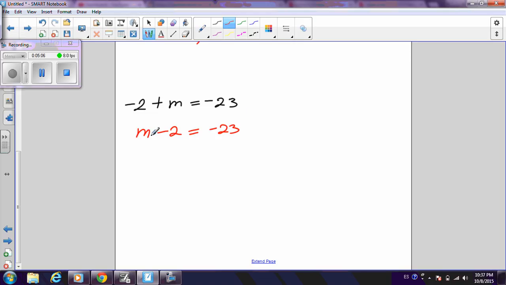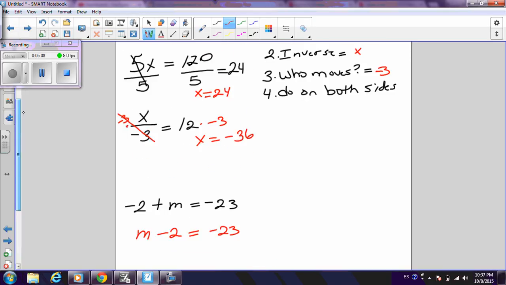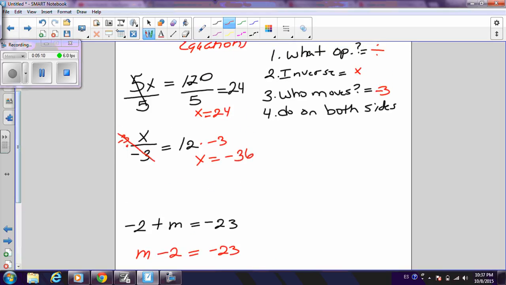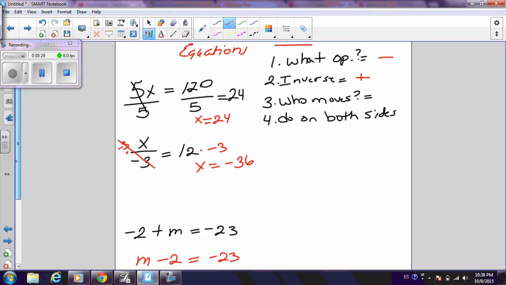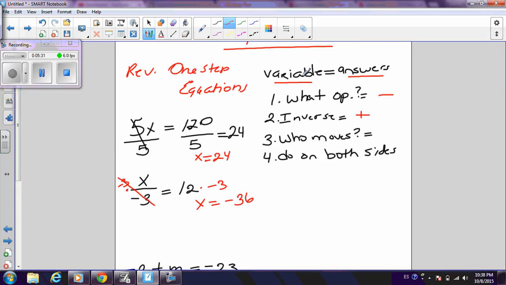Now I can solve. So I do step 1, right? Remember step 1? Okay, let's erase our old answers. And I know you're saying, why are we going over this? But I guarantee you this is important to understanding tomorrow's lesson. Alright, so what operation is this? Yes, it's subtraction. What is the inverse of subtraction? Addition. Who's going to move so that we have our model? Variables on one side, answers on the other.